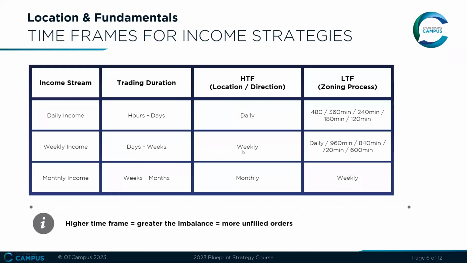Here we would apply a weekly time frame when we look at location or direction, steps 1 and 2 of the process. And for monthly income, those are trades that we hold for weeks or months. We would apply a monthly time frame for the location and direction analysis. So it's quite simple so far, right?